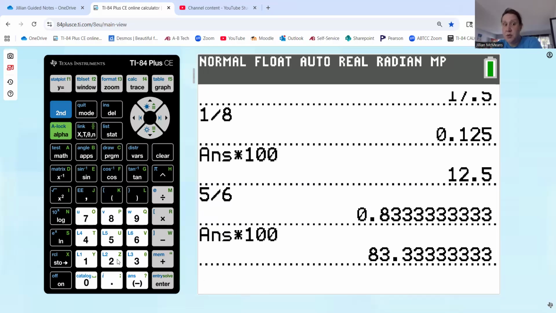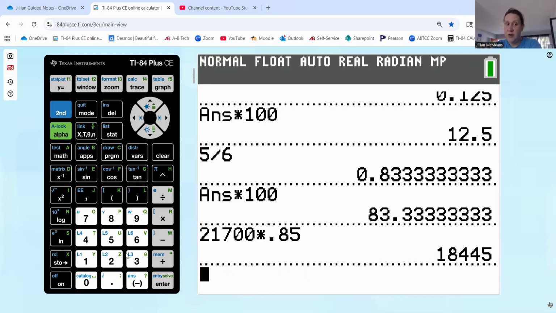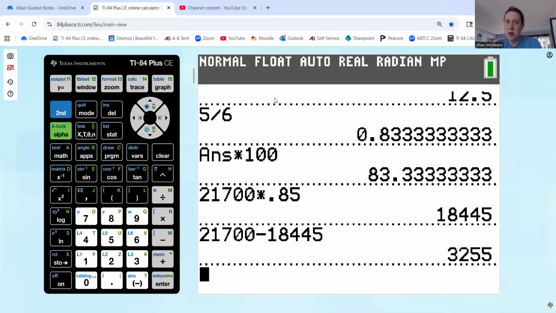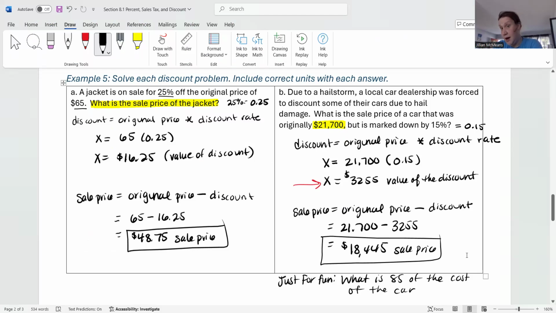So we had a car that was originally 21,700. We know it was being discounted by 15%. That means we're paying the remaining 85% of the car. So if I took 21,700 and I multiplied it by 85% as a decimal, so 85% as a decimal would be 0.85. What do you notice here? Okay, so if I took 21,700 and I subtracted 18,445, I get the discount. So it's kind of cool how these discounts work. They sort of work, I don't want to say in reverse of each other, but if you know your discount rate, you can figure out how much of the price of the car you're actually paying for, and then make this a one-step problem. Tread lightly, okay?